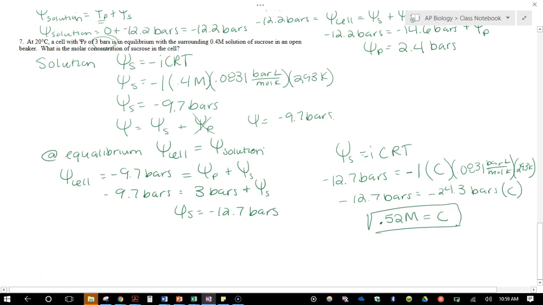So the cell would have to have a 0.52 molar concentration of sucrose in it in order to keep equilibrium with a 0.4 molar solution of sucrose in an open beaker.